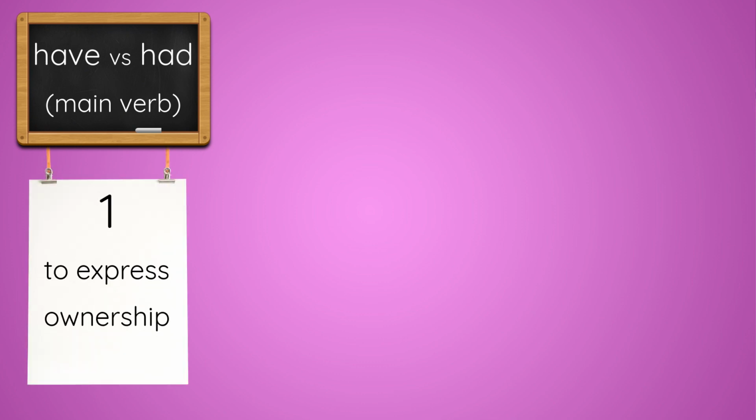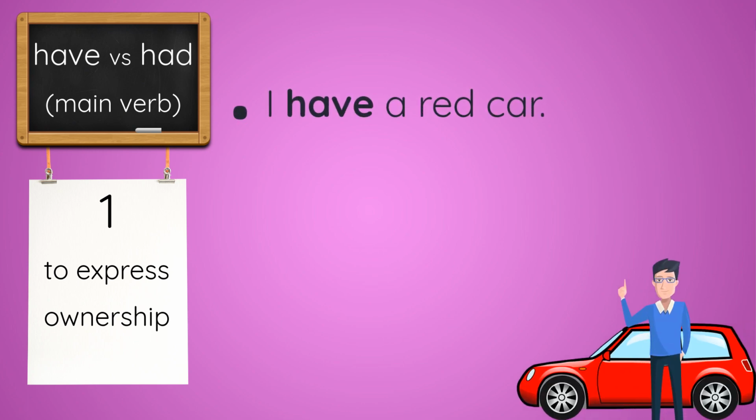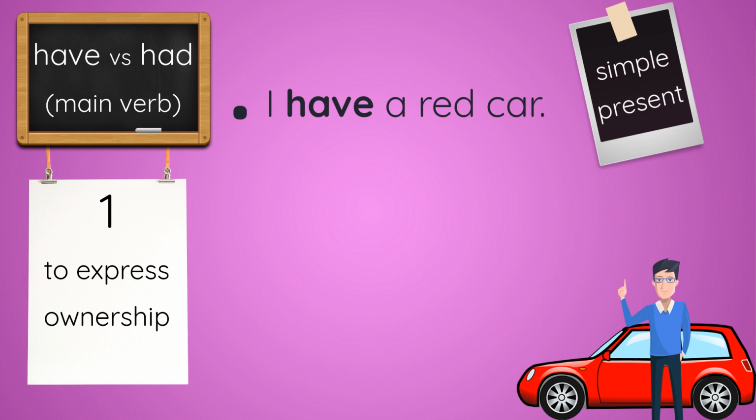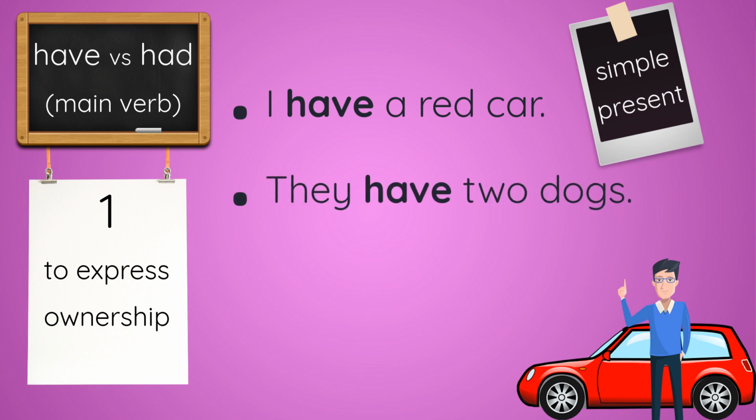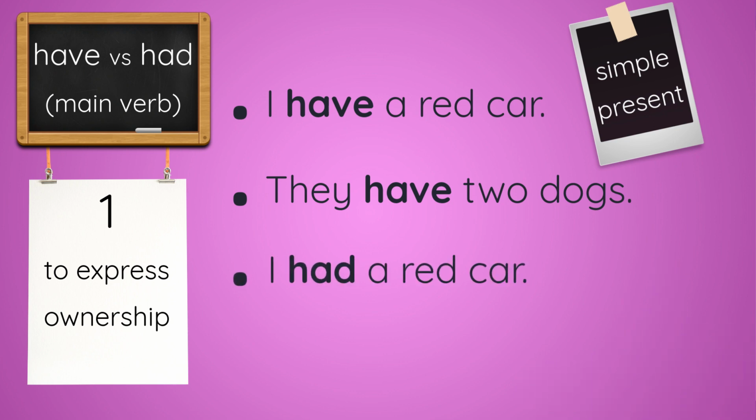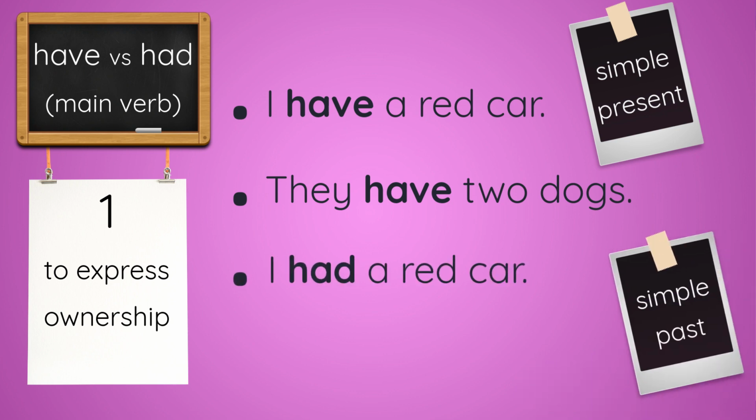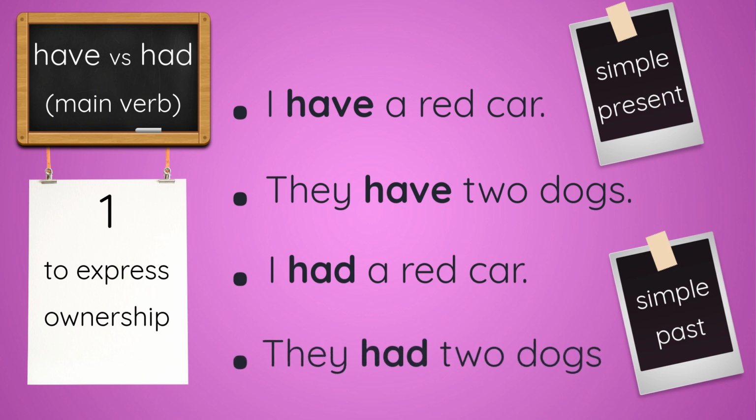The first usage of the word as a main verb is to express ownership. Examples: I have a red car. Simple present tense. They have 2 dogs. I had a red car. Simple past tense. They had 2 dogs.